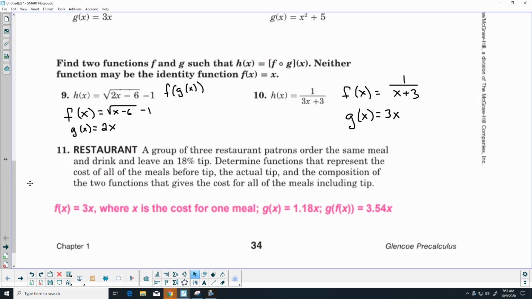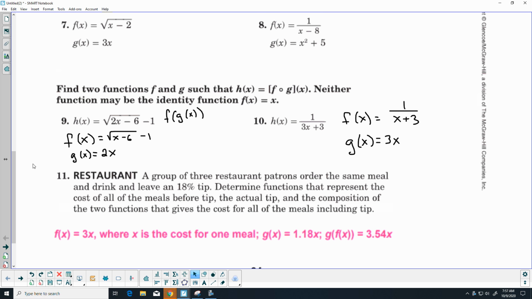All right, I've had some questions on 9 through 11, so I kind of want to just talk about them. 9 and 10, I don't think I would stress out that much about them if you found these difficult. There's going to be more than one answer that would work for this.